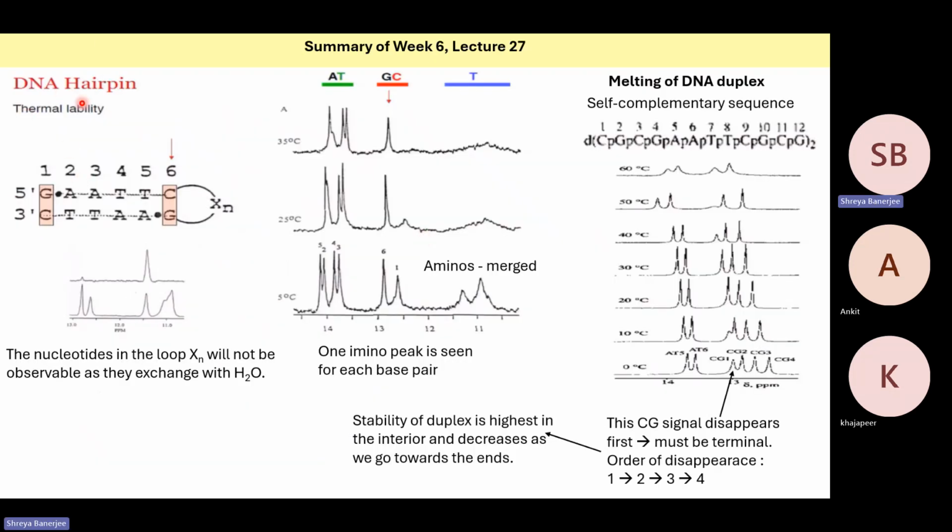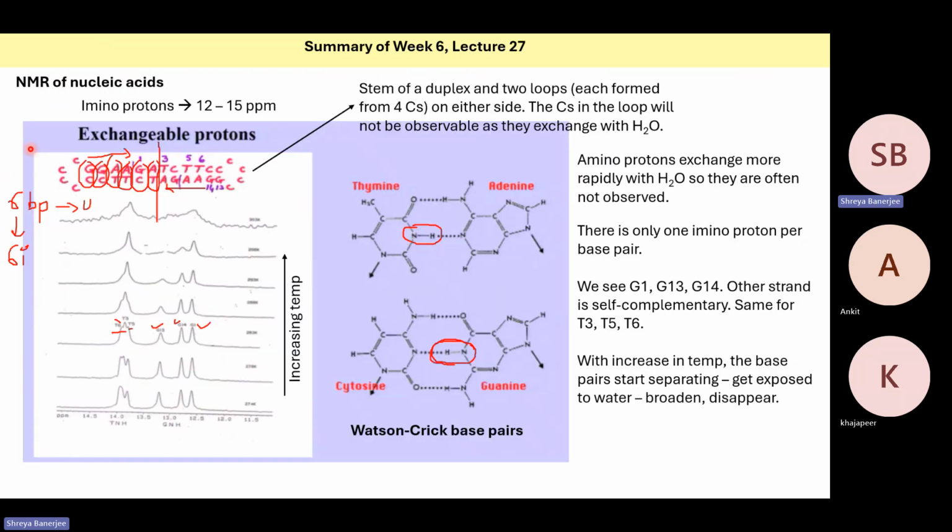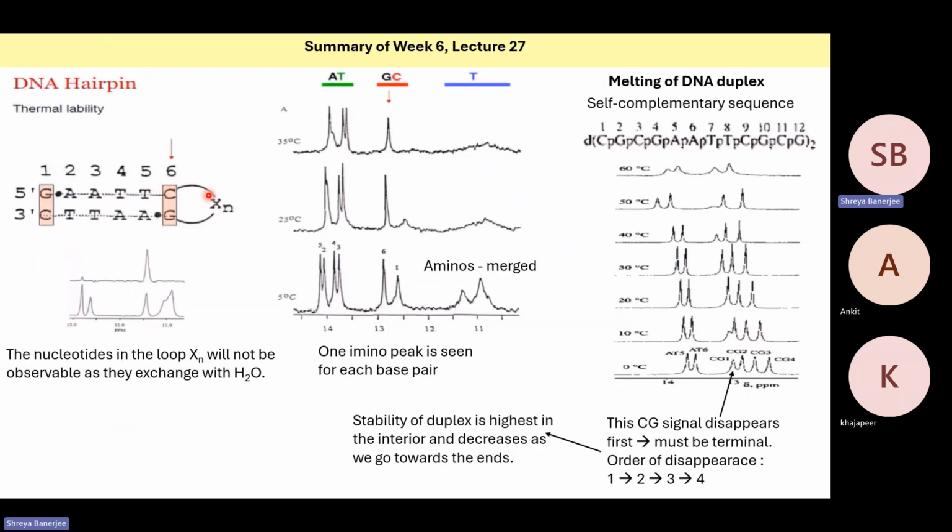Now, we will look at a DNA hairpin. So hairpin we already saw is basically you have a section of a duplex DNA and you have a loop section. Now the nucleotides in the loop, again, will not be observable as they are exchanging with water. We have already seen that nucleotides in the cytidine loop are not observable. So similarly here, however many nucleotides are there in the loop, they are all unpaired and exposed to the water and so they are not observable.